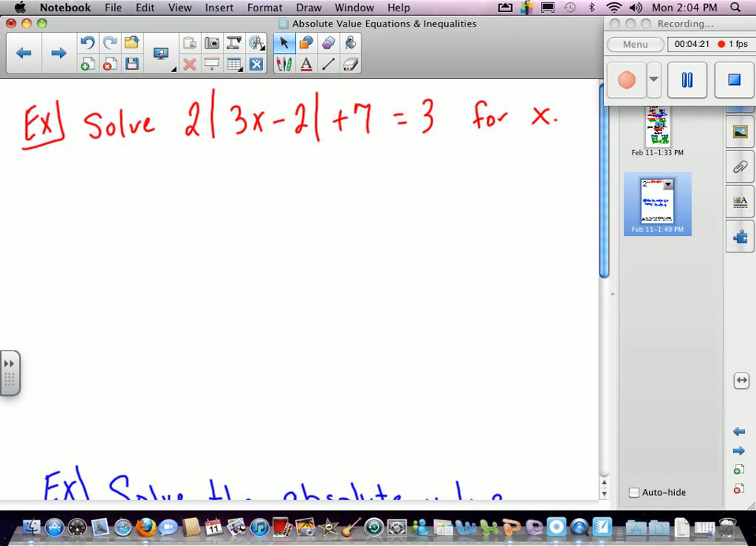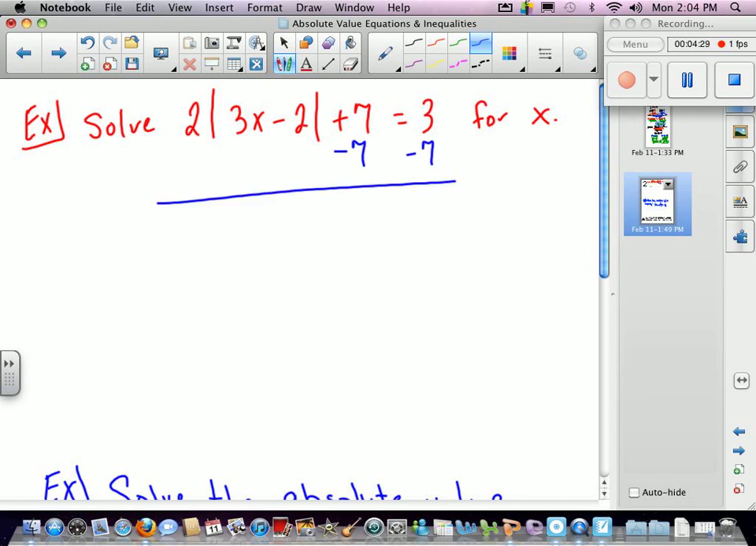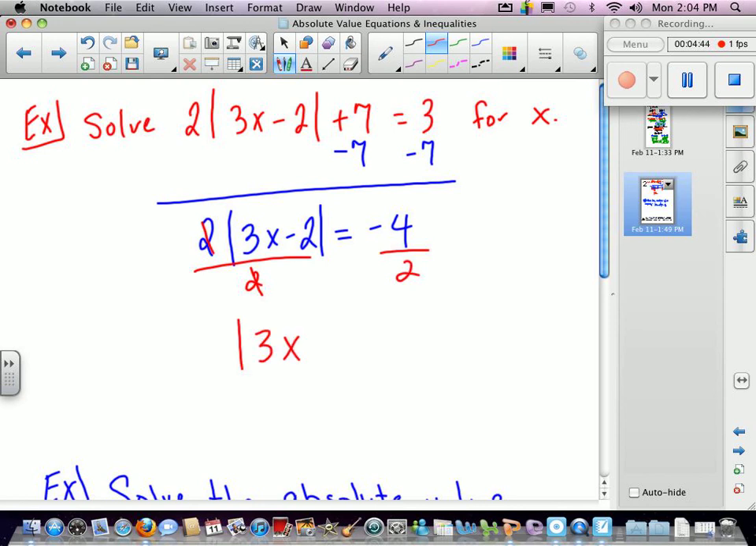Okay, we'll take a look at the next example, and we're going to do the same thing that we did in the last example. We subtract 7, we end up getting 2 times the absolute value of 3x minus 2 is equal to -4. Then we're going to divide by 2, and again we're just trying to isolate the absolute value.